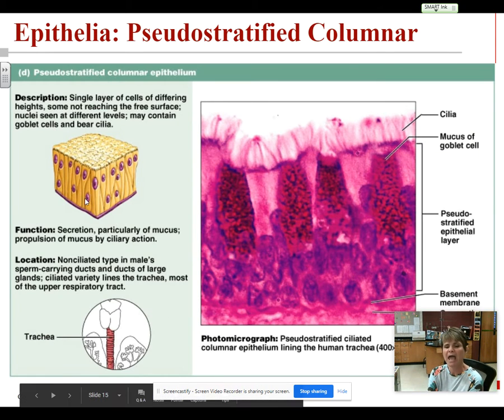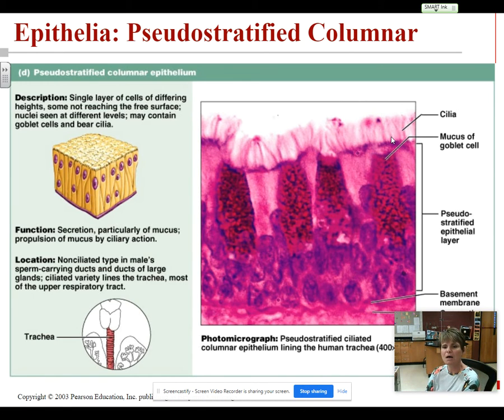Here's a picture, and again, the cilia give it away. These little hair-like projections at the surface, those cilia tell us, oh, this is pseudostratified columnar. Now, if you look, you can see these are nuclei here, and you have some up here and some down here. So it looks like there might be many layers, but there's really only one layer. Again, the only thing you really have to be concerned with here are those cilia. If you see cilia at the surface of the tissue, you know it is pseudostratified columnar tissue.